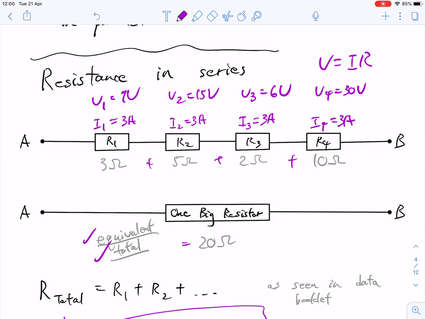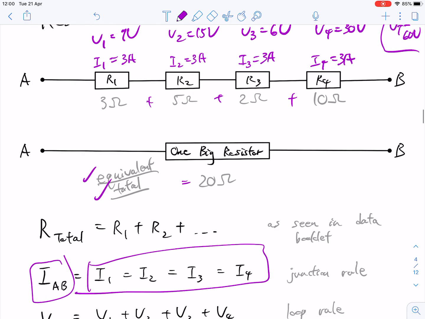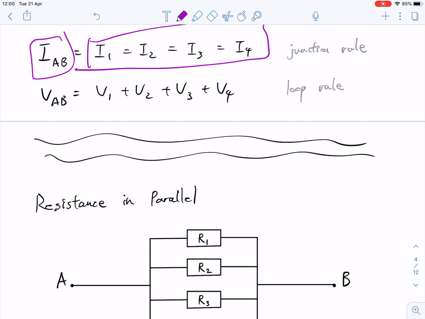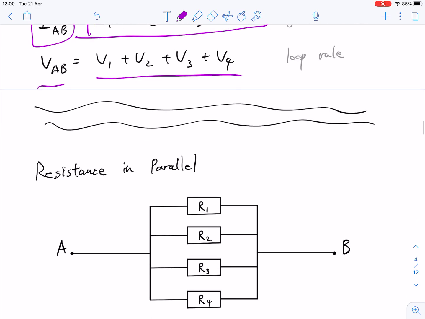And if we want the total resistance, sorry, the total voltage, that's going to be 60 volts. Okay? So just straight up add it all together. That's exactly what we just did.